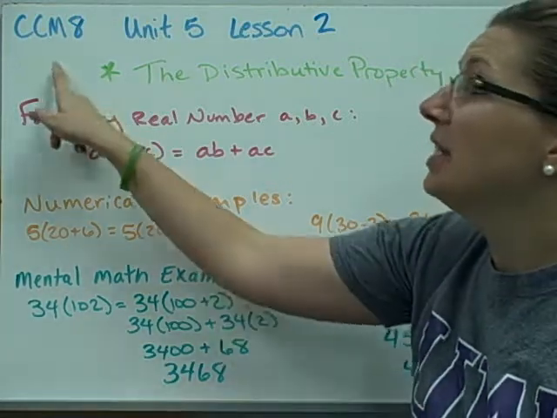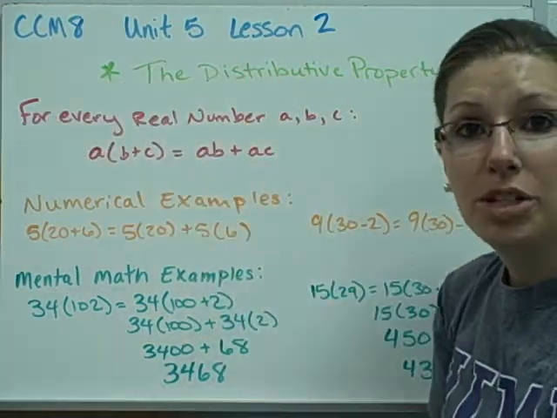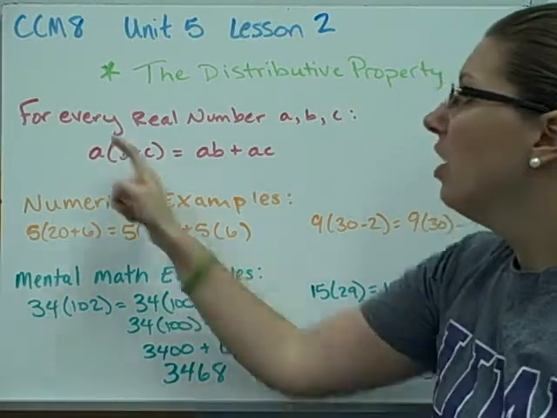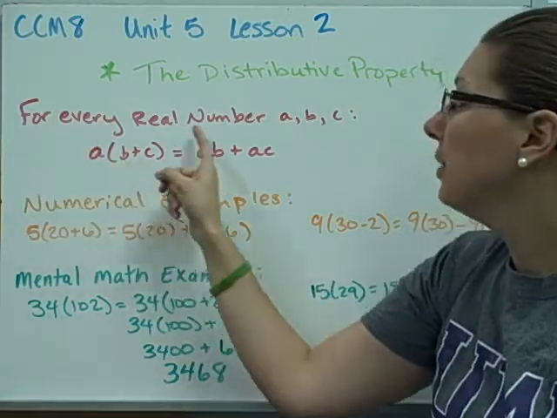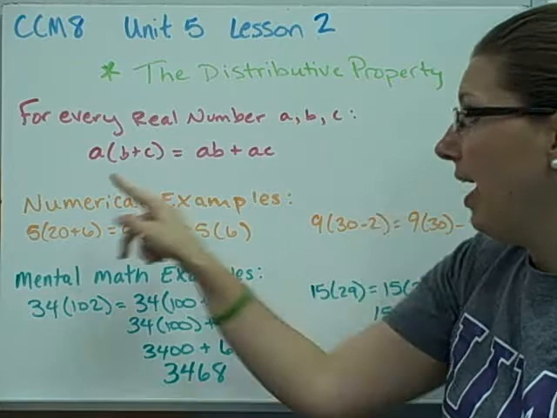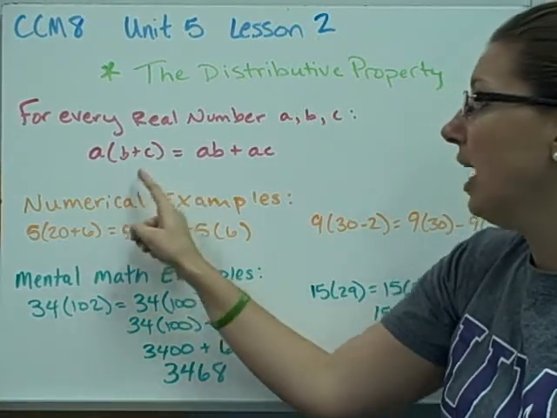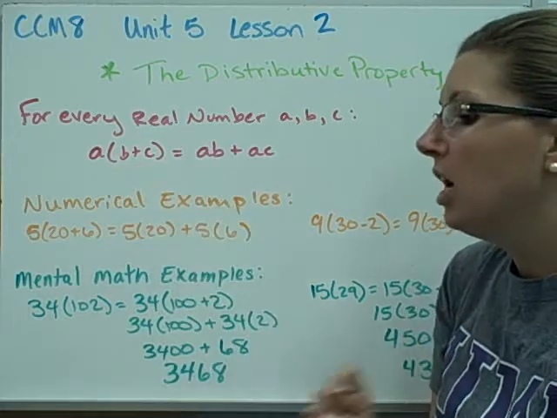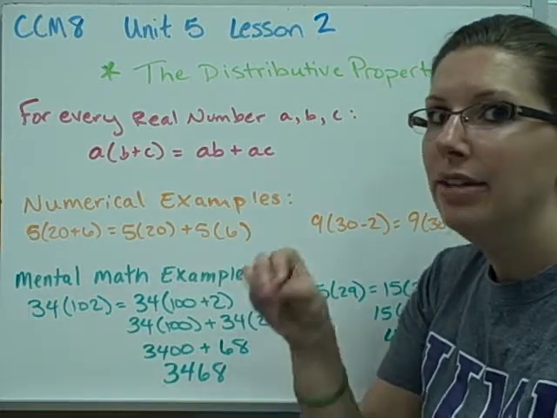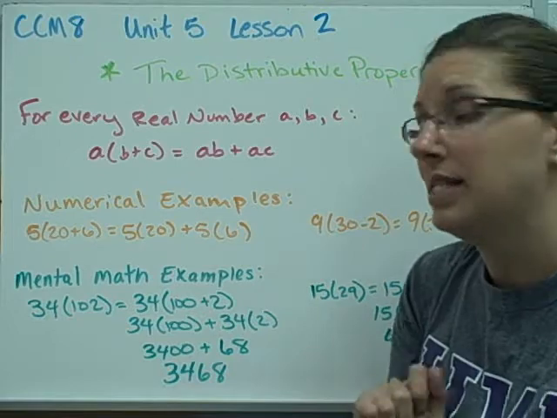Hi, we're here for CCM8, Unit 5, Lesson Number 2, the distributive property. The distributive property states that for every real number a, b, and c, a times the quantity of b plus c is equal to a times b plus a times c. So what we're doing is we're distributing the a to both items inside the parentheses.